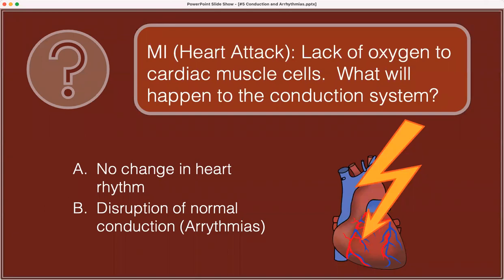First question. MI, myocardial infarction, otherwise known as a heart attack, is a lack of oxygen to cardiac muscle cells. What will happen to your conduction system? A, no change in heart rhythm, or B, a disruption of normal conduction, which is known as arrhythmia. And of course, the answer: disruption of your normal conduction system.